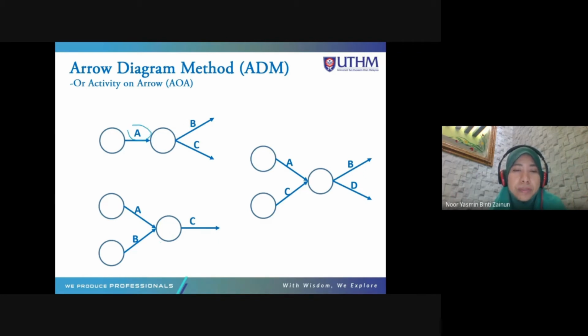However, in this example, after A and B finish, then C can start. So C here has two predecessors, which are A and B. And this figure shows that A and C finish, then B and D can start. So for activity B and D, the predecessor is A and C.